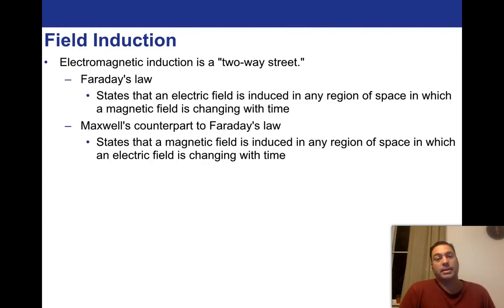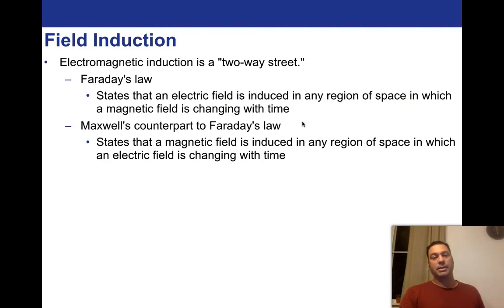So electromagnetic induction is a two-way street. And we've been kind of going back and forth on this. Faraday's law simply states that an electric field is induced in a region of space in which a magnetic field is changing with time. Right? So if you have a changing magnetic field, you're going to get an electric field.